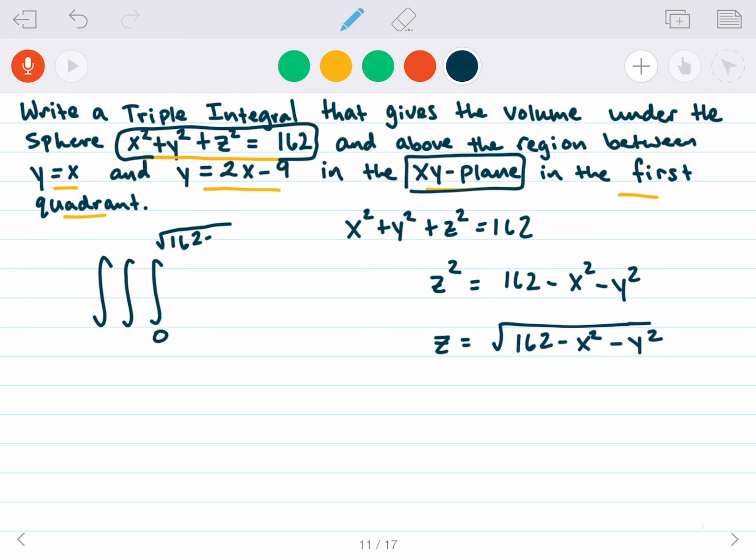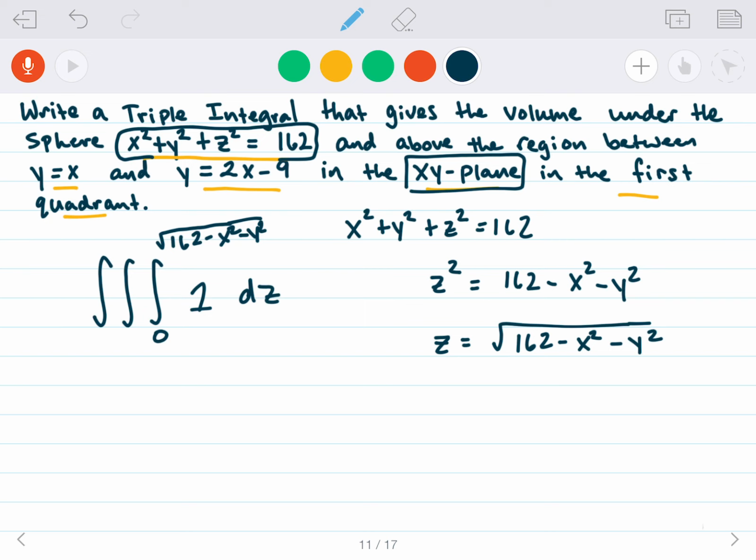So that's my z. So we have 1, because we don't have a function given to us to integrate, and we have dz on the outside. So what about our y and our x?